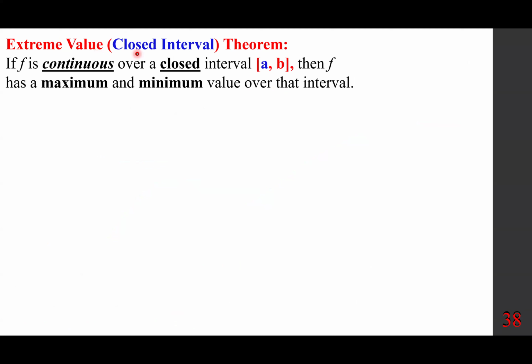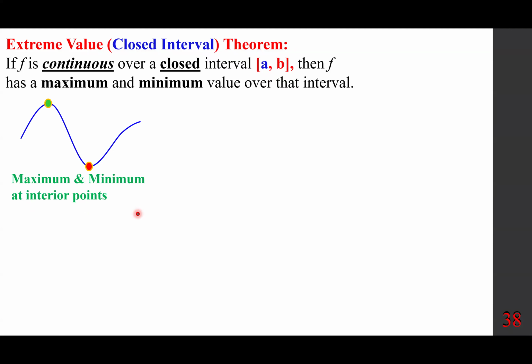Extreme value or closed interval theorem. If f is continuous over a closed interval of a to b, then f has a maximum and minimum value over that interval. Two things: the function must be continuous and the interval must be closed, meaning the endpoints are included. So in this case, absolute max, absolute min, max and min at interior points. By the way, generally speaking, when we say max and min, we mean absolute.